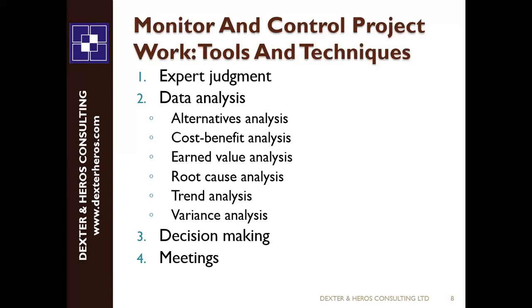Trend analysis: last week we were supposed to finish 20 activities, this week we're supposed to finish 5 activities, and this time we're supposed to finish 12 activities, but we did not. If you follow the trend here, you will see that you will fall behind schedule. You understand? And of course, we also have root cause analysis.